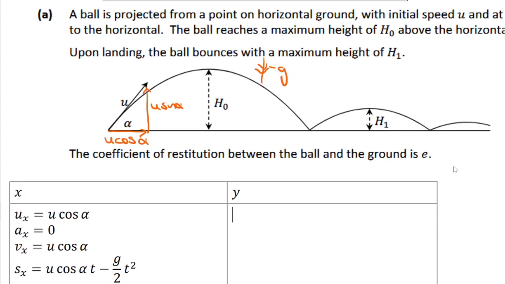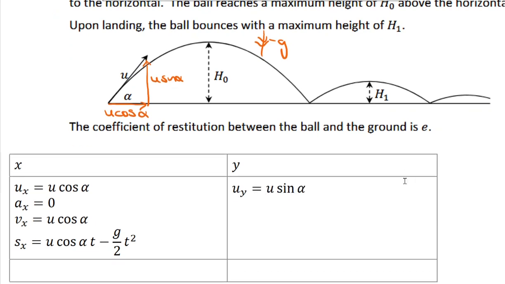It was more relevant in the previous course to do that so you could prep for projecting up and down slopes, but at the moment we can just leave it. So now y: the initial speed in the y direction is u sin alpha, and the acceleration in the y direction is minus g.